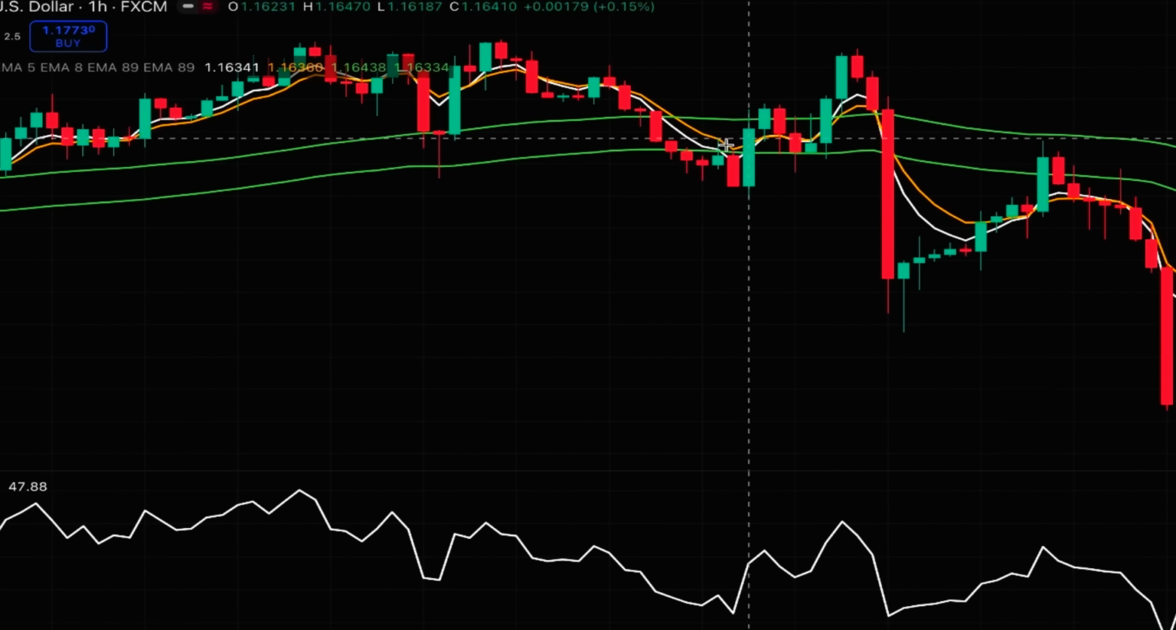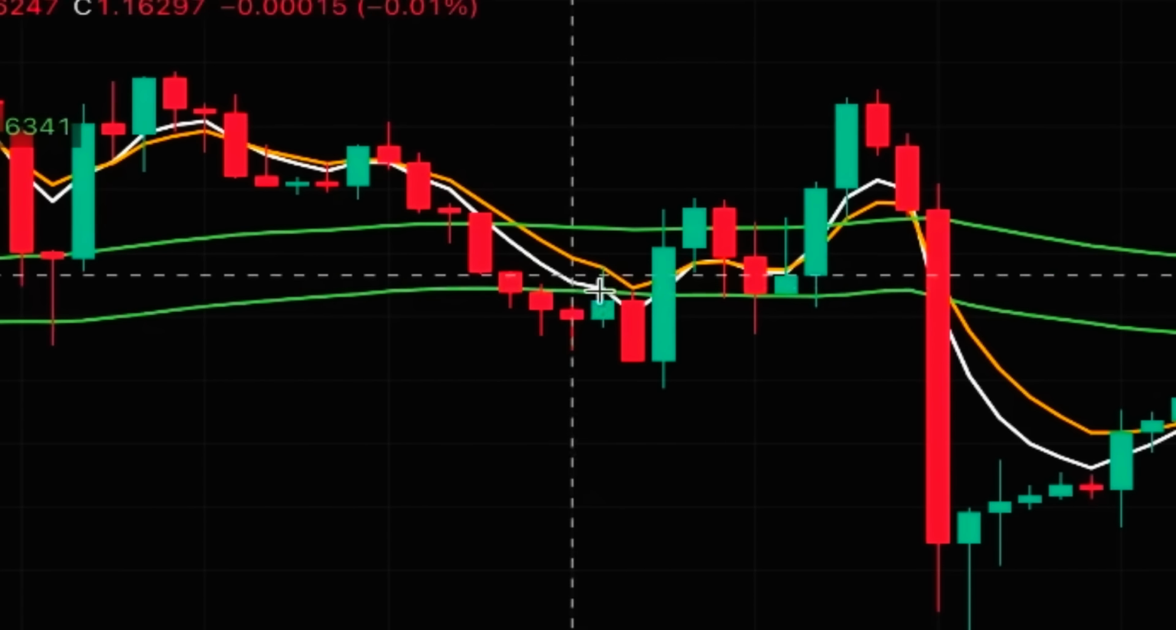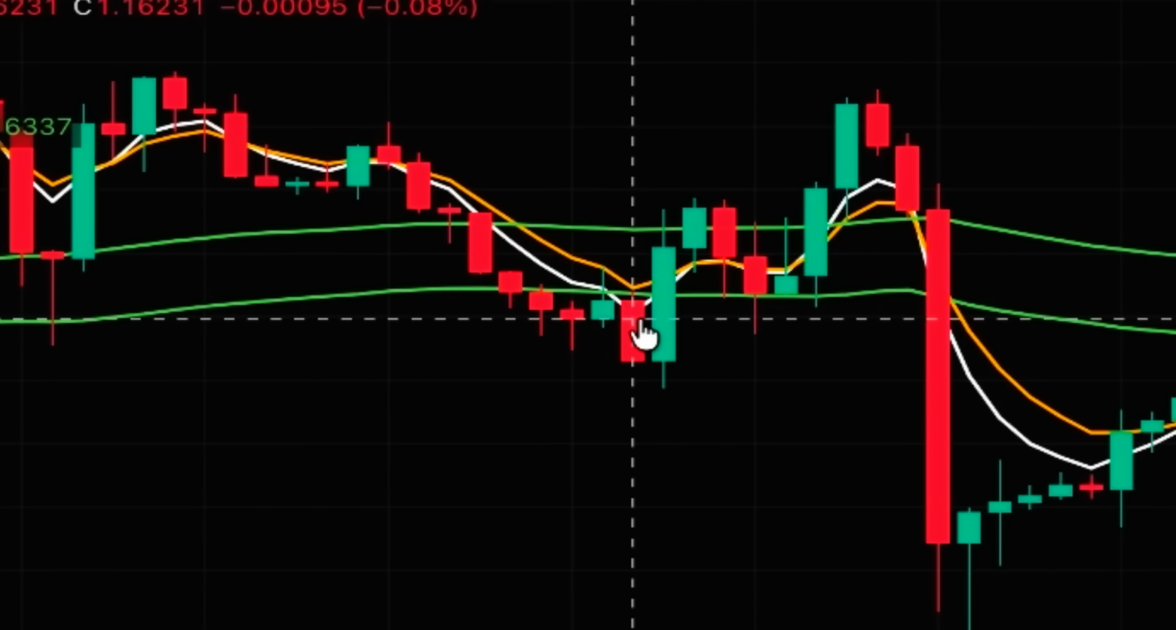Alright, in the next step, both the white line and the orange line should also go below the green channel. You can see that here the white line is below the green channel, but the orange line didn't go below the green channel.